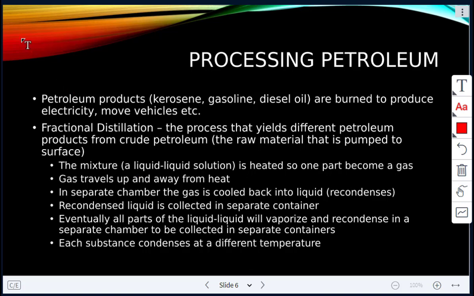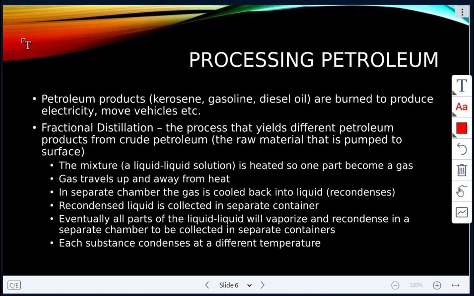This is also useful with processing petroleum. Petroleum products such as kerosene, gasoline, diesel oil, they're all burned to produce electricity and move vehicles and so on. So fractional distillation is a process that yields different petroleum products from crude petroleum. Crude petroleum is the raw material that is being pumped to the surface.